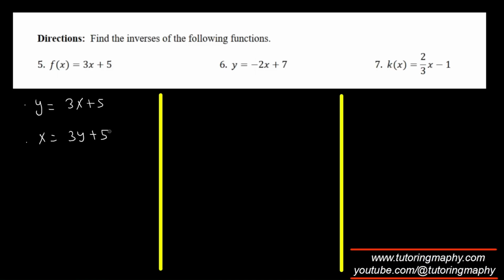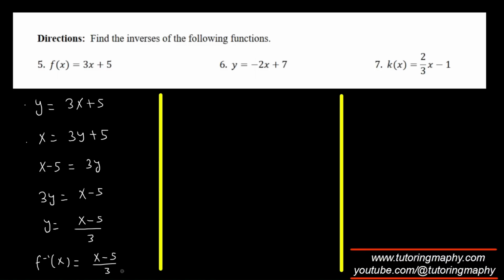So replace y with x and x with y. And then just isolate y from here. So I'll subtract 5 from both the sides, and let's flip the equation. So 3y is equal to x minus 5, and then divide by 3. So that's going to look like (x minus 5) over 3. And finally, this y is nothing but f inverse of x. So we'll just replace this y with f inverse. So this is (x minus 5) over 3. That's the final answer, right?